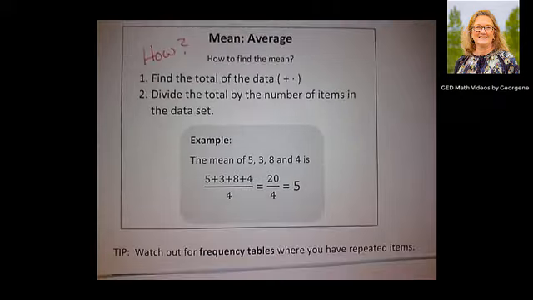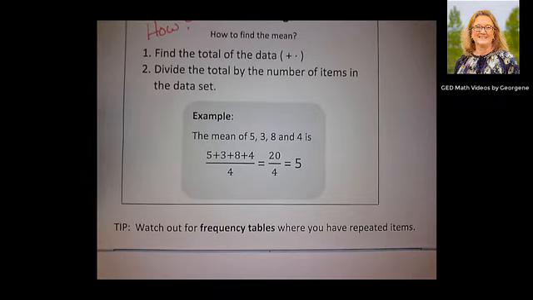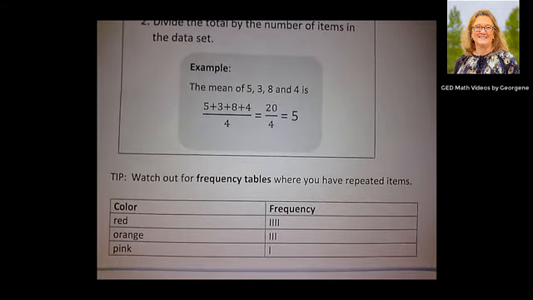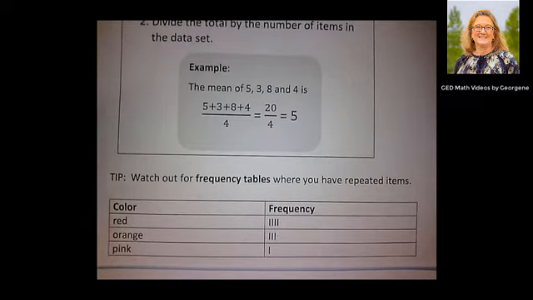There's a tip here. It says, watch out for frequency tables. An example of a frequency table is when you see something like this. This might be an example of if I took a survey of students and asked, what is your favorite color? Do you like red better, orange better, or pink? On the right-hand side, you're going to see that I tally them all up. That's an example of a frequency table.